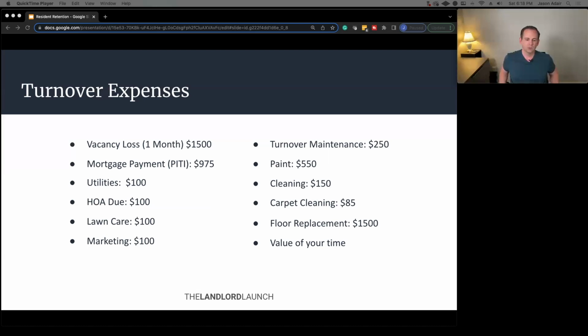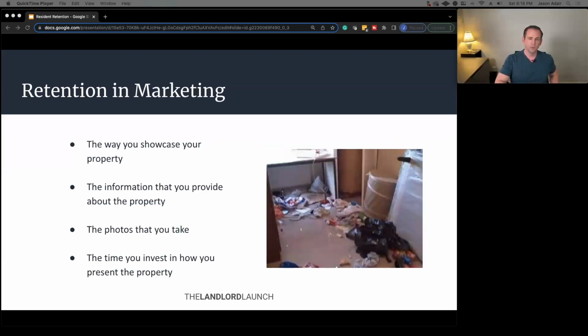So, most people don't calculate the value of their own time when they look at the turnover expenses, but it does add up. It really does. So if you don't have to deal with any of this, tenant stays in place, you are far better off.